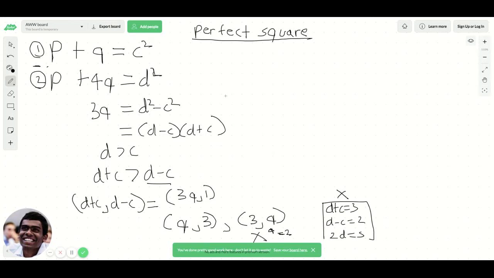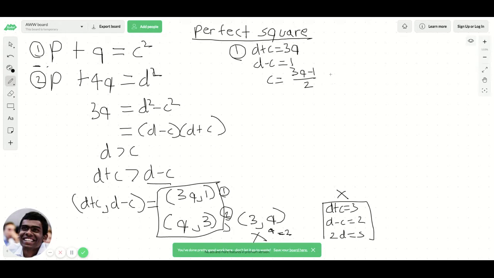So let's look at the two other cases, because those are the ones that we care about. Let's call this case 1 and this case 2. In case 1, d plus c equals 3q and d minus c equals 1. If we solve our simultaneous equations, we get that c must equal (3q minus 1) over 2.